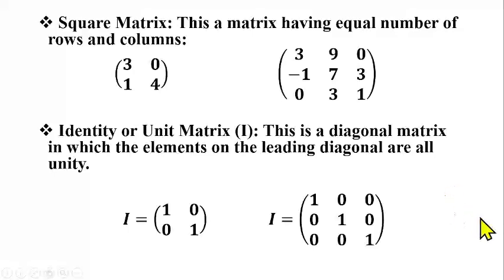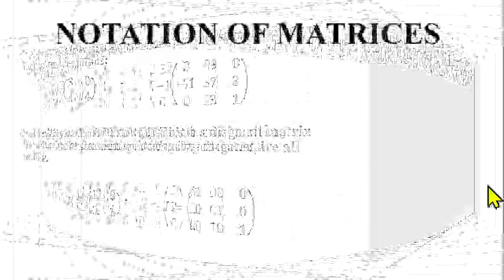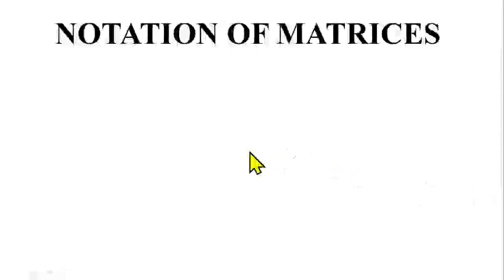Now these are the types of matrices that we have, from row to column matrix to zero matrix to square matrix to identity or unit matrix. These are the types of matrices that we are going to be using in this video. Now that we know the types of matrices, the next topic we are going to talk about is the notation of matrices.